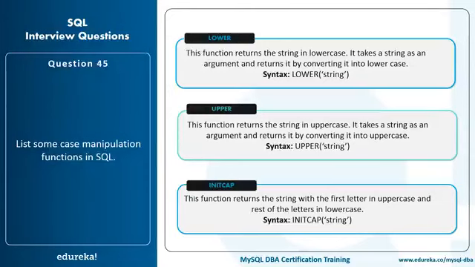Now moving forward to the next function, that is the upper function. This function returns the string in uppercase. It takes a string as an argument and returns it by converting it into an uppercase, right? So the syntax for this particular function is upper, and in brackets you mention the string within the quotes. Moving forward to the third function, that is the init cap. This function returns the string with the first letter in uppercase and the rest of the letters in lowercase. So the syntax for this function is basically init cap, and in brackets you mention the string with quotes. So guys, these were the three case manipulation functions in SQL.